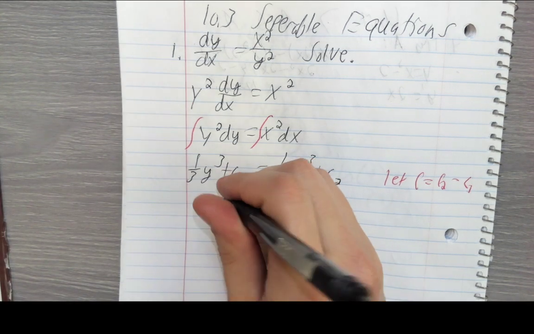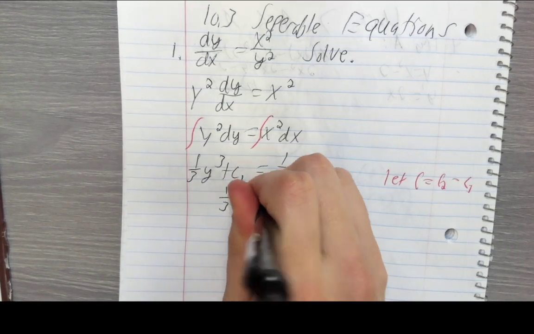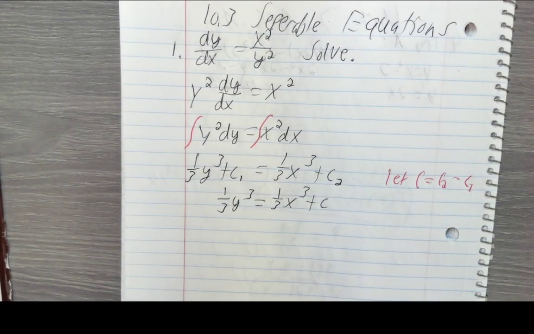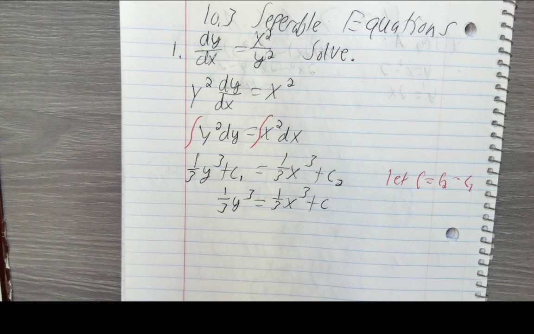So what we have here then is 1/3 y cubed equals 1/3 x cubed plus c. So at the end of the day, that's all you're doing. The right side of the equation, you're just adding a c. Okay, now we just use algebra and we solve for y.